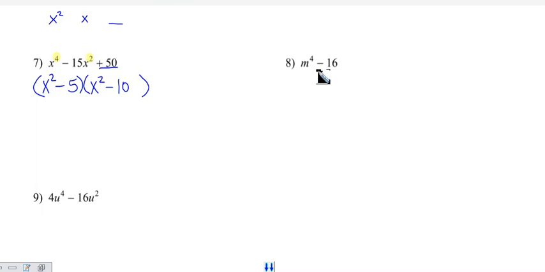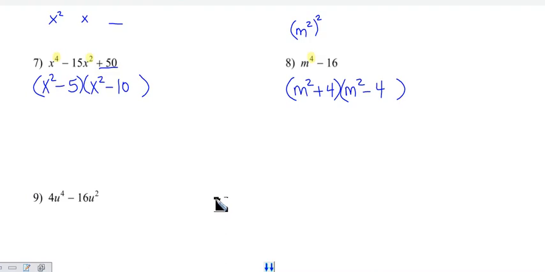Number 8. This is another one that looks like it might not work because it's not squared, but it actually is. M to the 4th is really m squared squared. So this is the difference of two perfect squares, and we can use that technique to factor this problem. We'll put down 2 parentheses. We're going to split our squares, and then each of them will get an opposite sign. So I'll have m squared times m squared and 4 times 4. One gets a plus sign, one gets a minus sign.